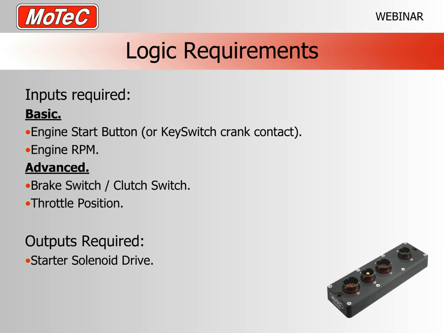Now, if we want to have the stall start feature, the way we've programmed it, we need to have a clutch switch or a brake switch and the throttle position. Again, we've brought some of these in as analog switches, as just a physical switch. We've brought the throttle position in as a CAN message.